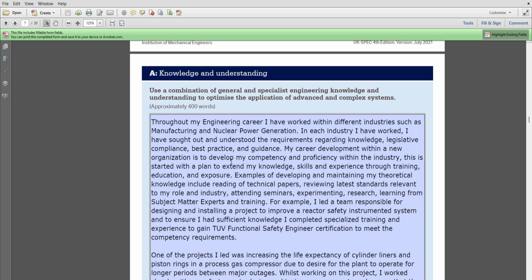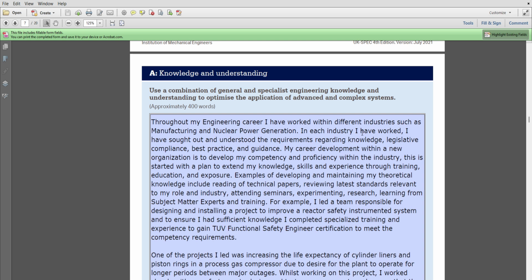This started with a plan to extend my knowledge, skills, and experience through training, education, and exposure. Examples of developing and maintaining my theoretical knowledge include reading of technical papers, reviewing the latest standards relevant to my role and industry, attending seminars, experimenting, research, learning from subject matter experts, and training.